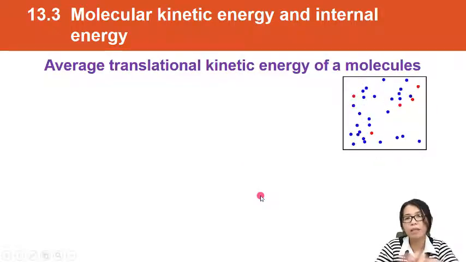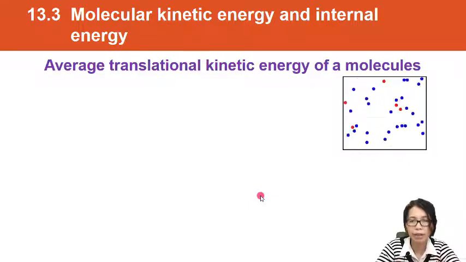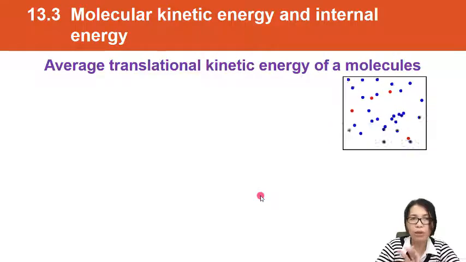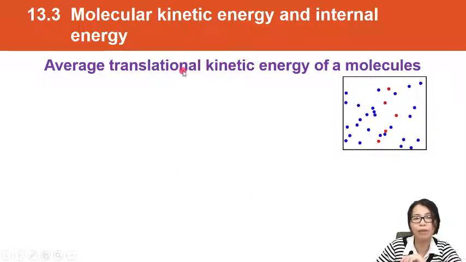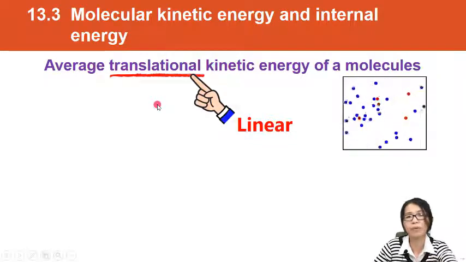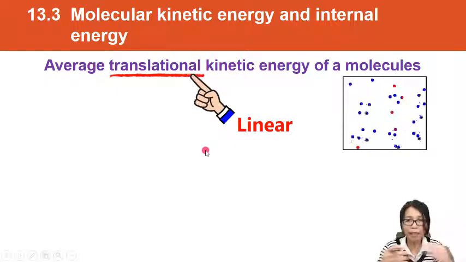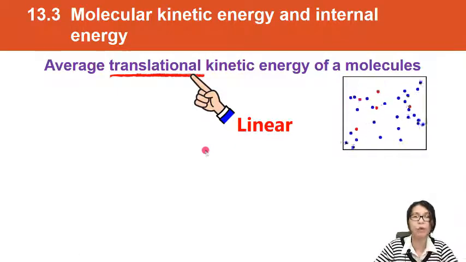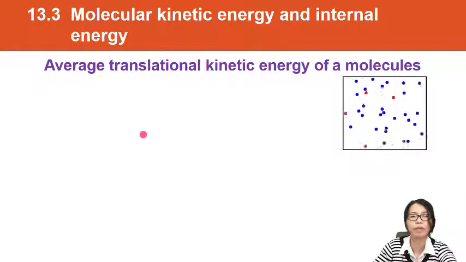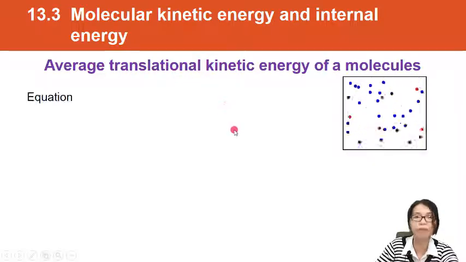So class, since gas molecules keep on moving randomly in all directions, when they are in motion, they have root mean square speed, so they are going to have what we call average translational kinetic energy. Translational here actually refers to linear, okay? They move linearly in all directions. So they have translational kinetic energy. Next time when you see translational, it refers to linear.